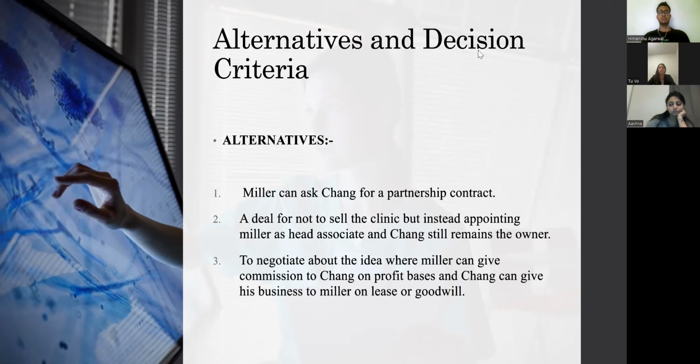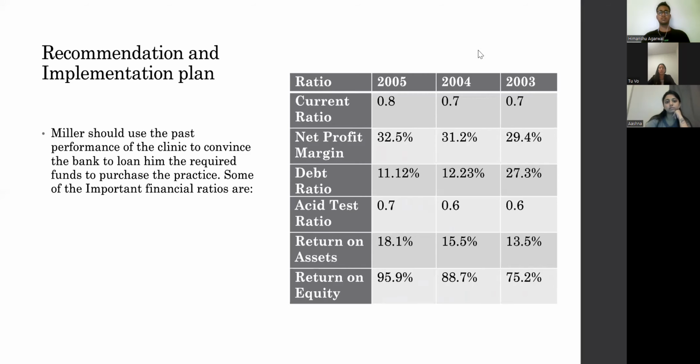So this way, again, Chang has his name in this business, and he is again the owner as in the other alternative. But again, Miller is the one who's going to function as the main person, but just needs to provide some commission. So these were some alternatives, and the recommendation will be continued by Himanshu. Thank you.